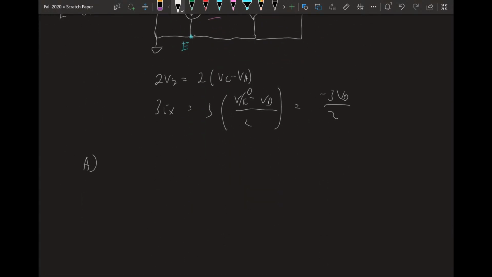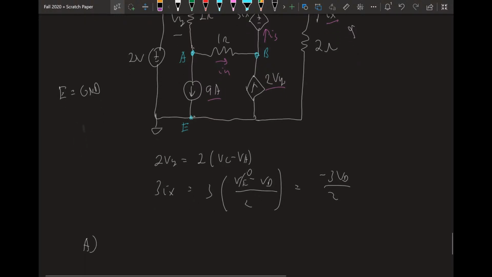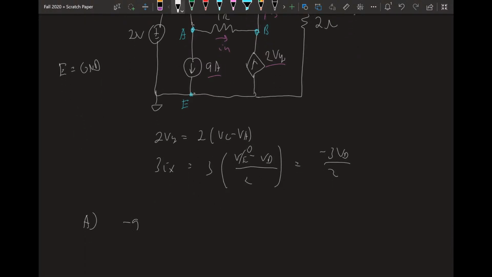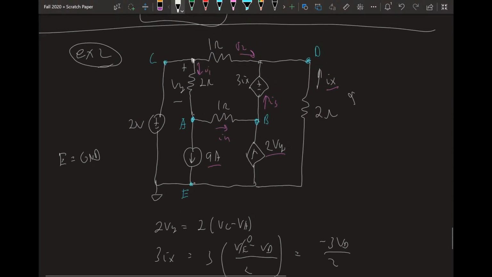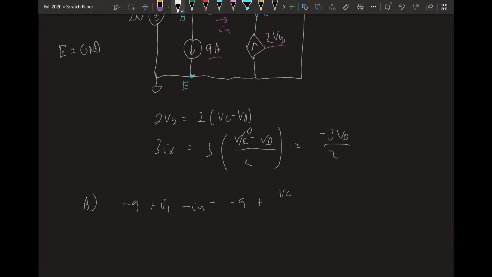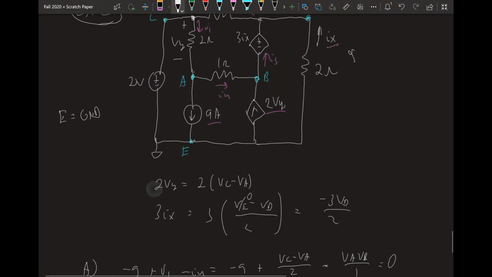Let's start with node A. Looking at node A, we have 9 amps going away from it, so negative 9. We have I1 going into it, and we have I4 going away from it, and this is going to equal 0. We can define I1 in terms of node voltages as Vc minus Va over 2, and I4 as Va minus Vb over 1. And this will equal 0. So here's Va and here's Vb, and then it all works out.